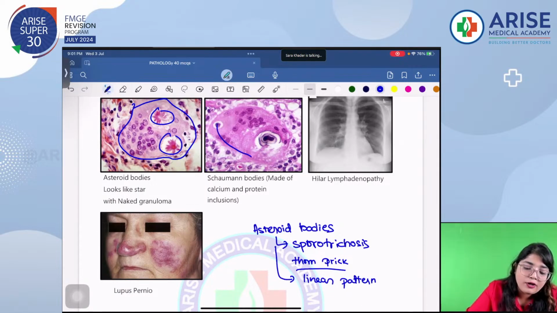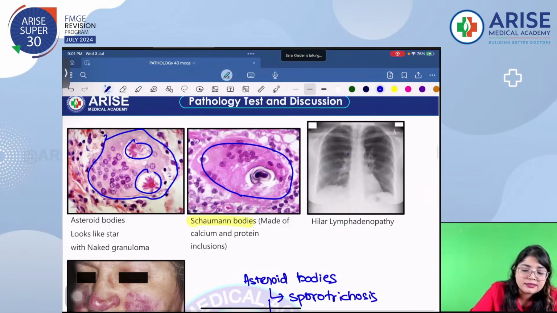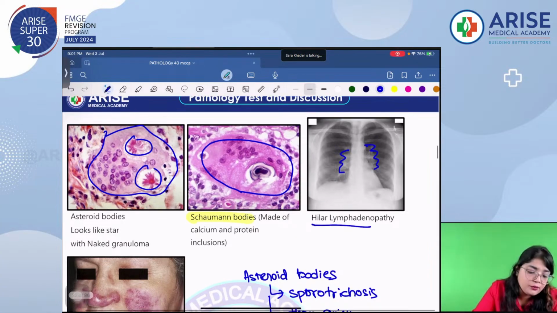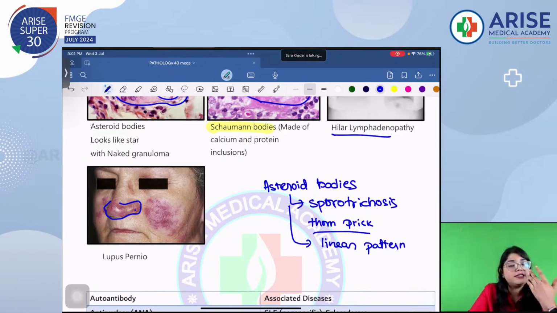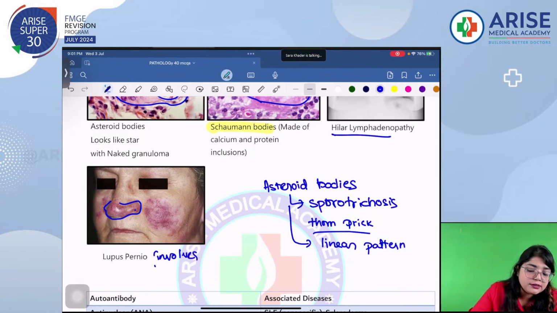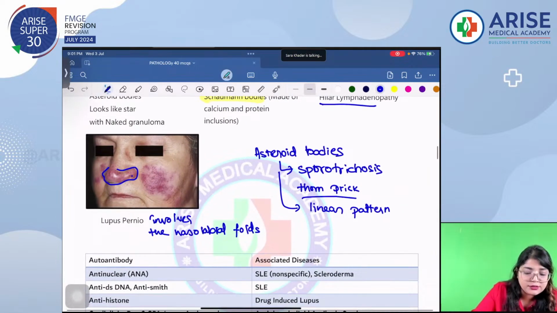Now, what about this body? This is with calcium in it. These are your Schaumann bodies, and the kind of lymphadenopathy that is very much associated with sarcoidosis is hilar lymphadenopathy. This is the lupus pernio. As you can see on the nose, you can see this rash, right? It involves the nasolabial folds, okay? So this becomes a differential diagnosis for you.